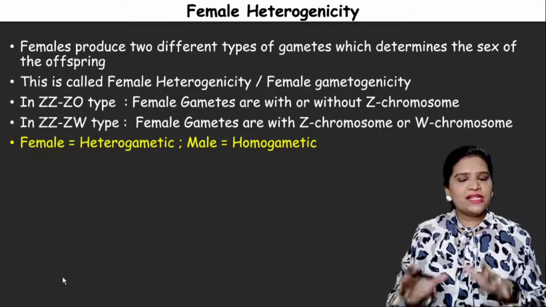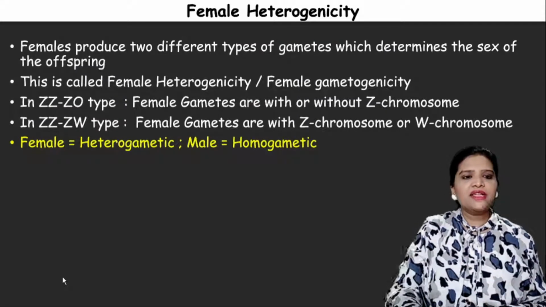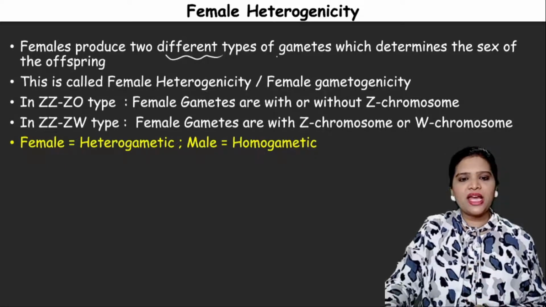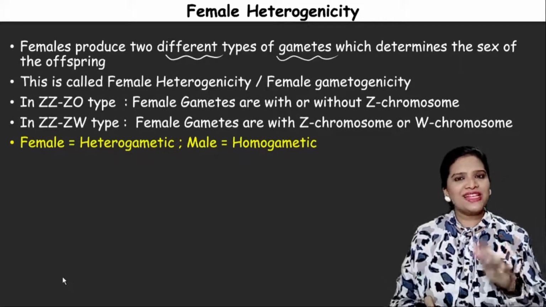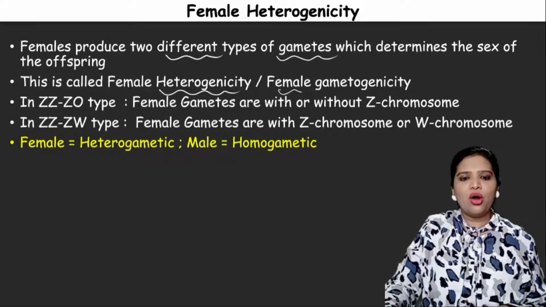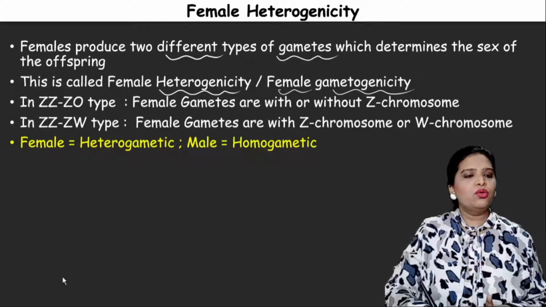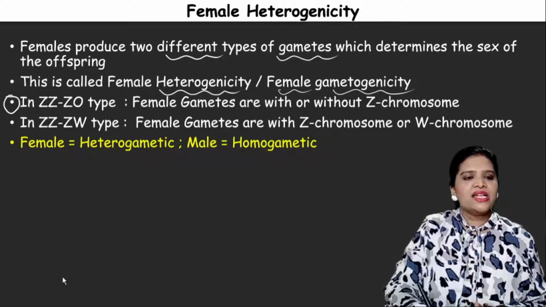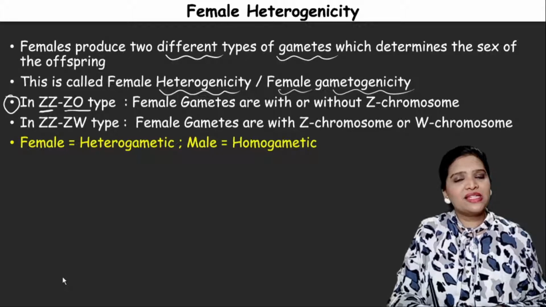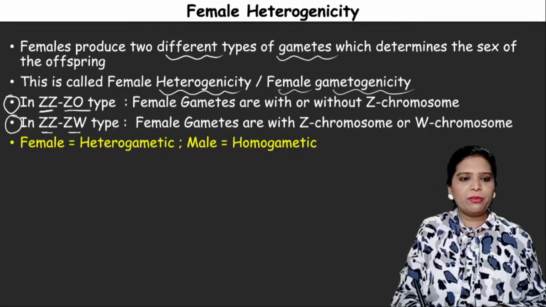So this is called female heterogamety. So what is female heterogamety? Here the female produces two different types of gametes which determine the sex of the offspring. So this is called female heterogamety. So take examples of both. In the first one we saw ZO type of sex determination, and second we saw ZW type of sex determination.